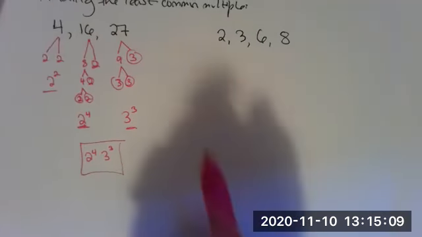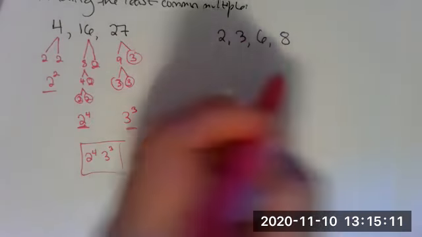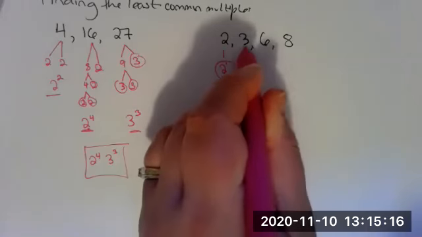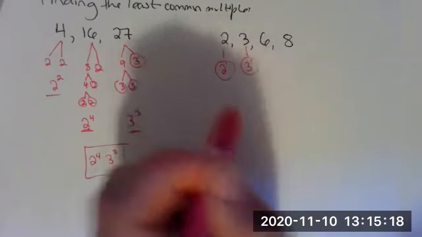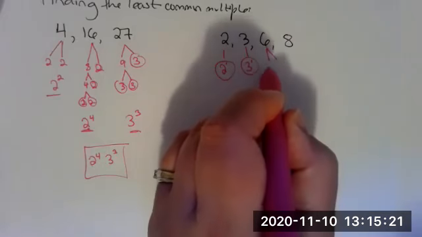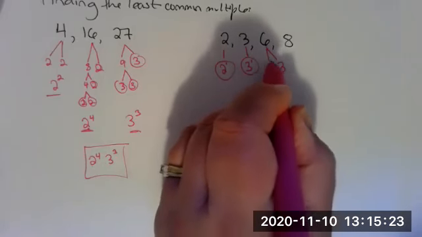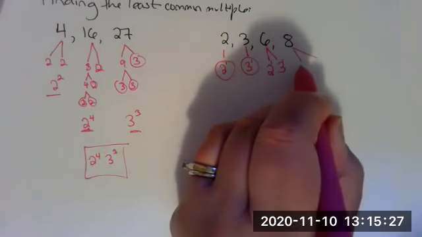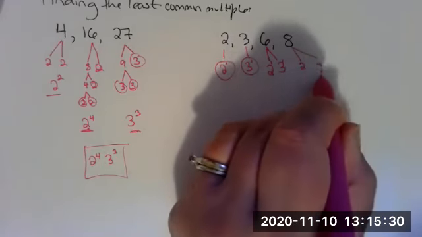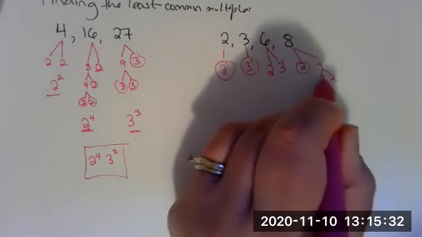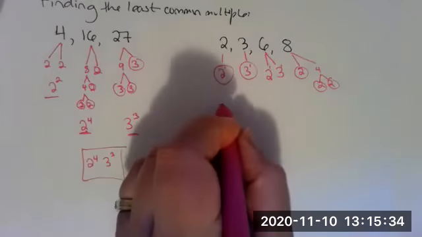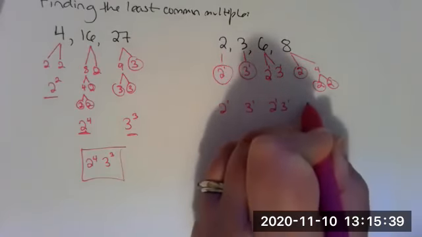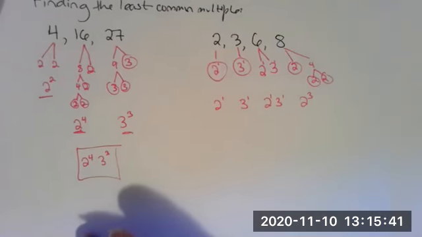We'll do another one. So 2, 3, 6, and 8. So 2 just is itself, just 2 to the 1st. 3 is just itself, 3 to the 1st. 6 we can break down into 2 times 3, so that's 2 to the 1st times 3 to the 1st. And then 8 breaks down into 2 and 4, and then the 4 breaks down into 2 and 2. So we have 2 to the 1st, 3 to the 1st, 2 to the 1st, 3 to the 1st, and then 2 to the 3rd.